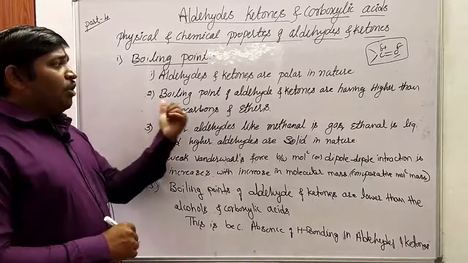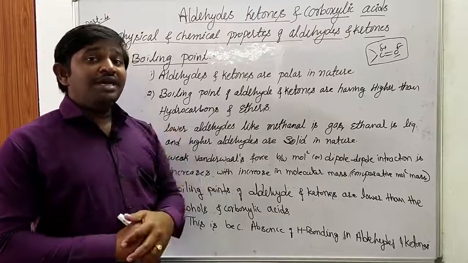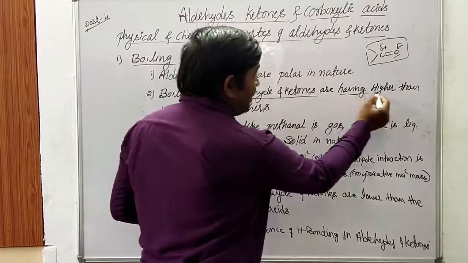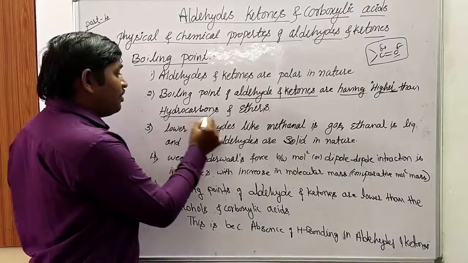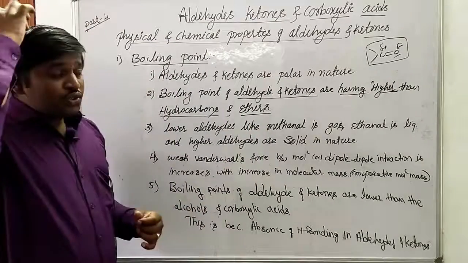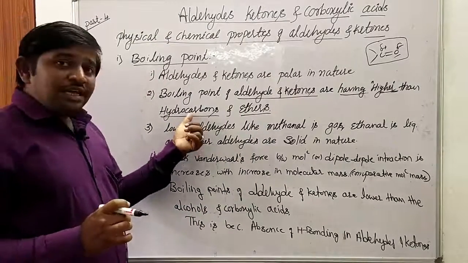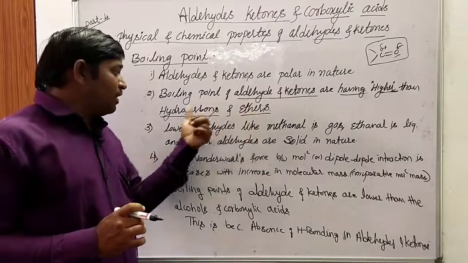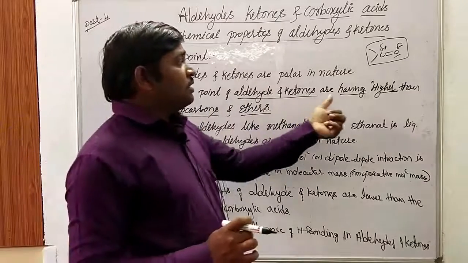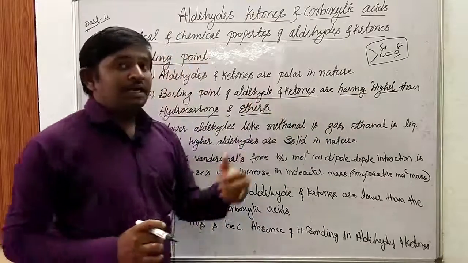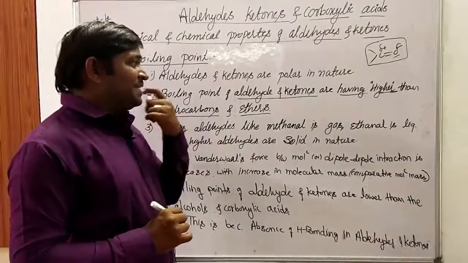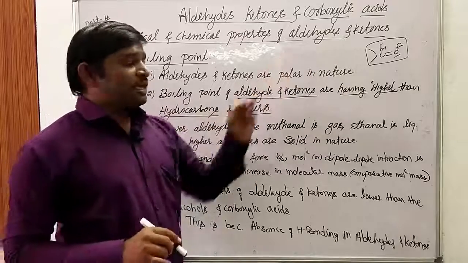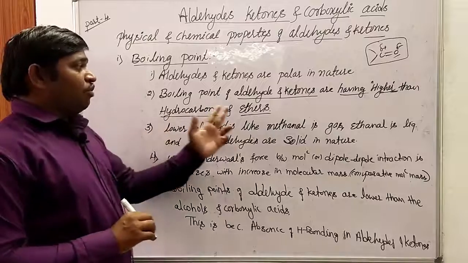The second point is that the boiling points of aldehydes and ketones are always higher than those of hydrocarbons and ethers. Here, hydrocarbons do not have any hydrogen bonding, and ethers also do not have any hydrogen bonding. Due to the absence of hydrogen bonding in hydrocarbons and ethers, and the highly polar carbonyl functional group in aldehydes and ketones, we observe a higher boiling point in aldehydes and ketones than in hydrocarbons and ethers.